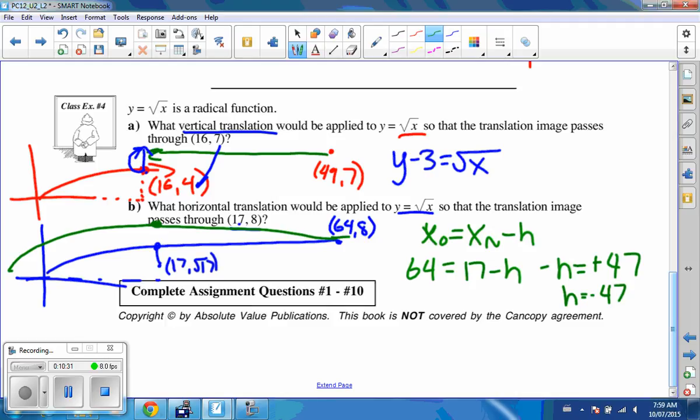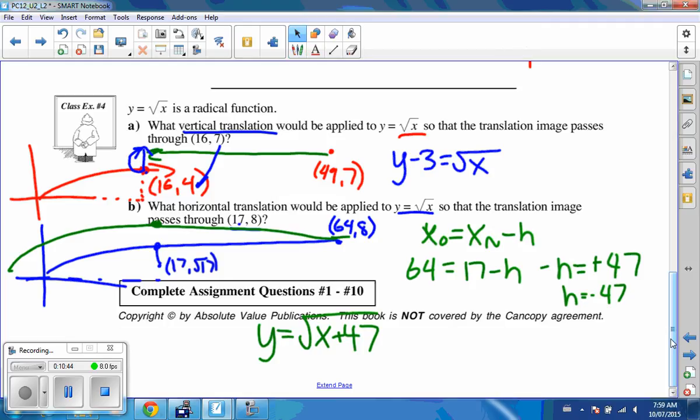So this is going to be y equals square root of x plus 47, right? Because x minus negative 47 would be the same as x plus 47. Does anyone like that make sense? If not, come in, ask lots of questions.